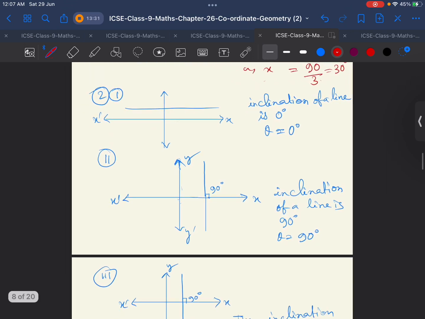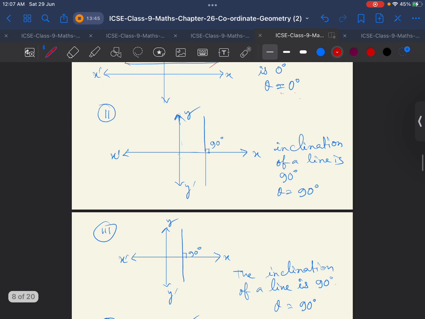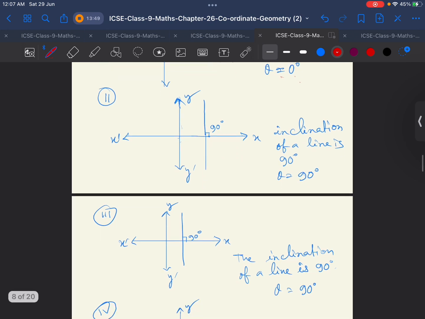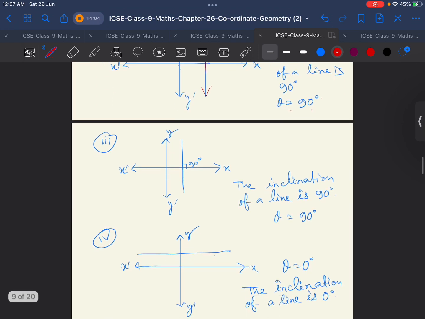Now question number 2. Write the inclination of a line which is parallel to the x-axis. When a line is parallel to the x-axis, the inclination is always 0. So here theta equals 0 degrees. And for a line perpendicular to the x-axis, the inclination will be 90 degrees. So theta equals 90 degrees.